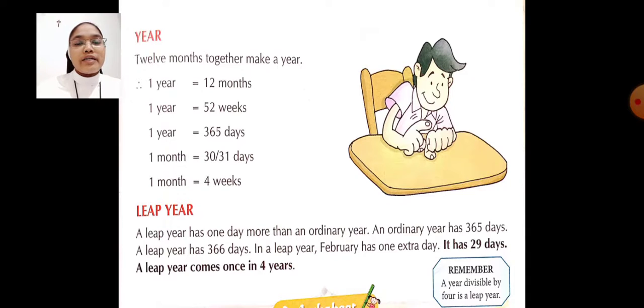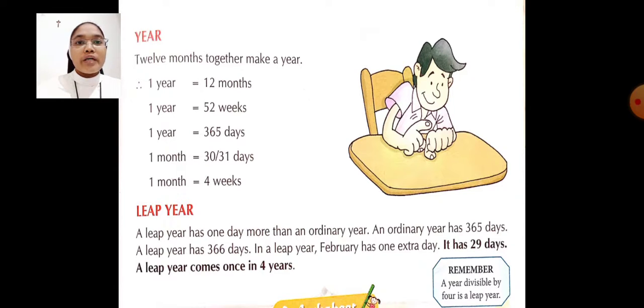Now let's see year. 12 months together make a year. 1 year equal to 12 months. In 1 year, how many months are there? 12 months.